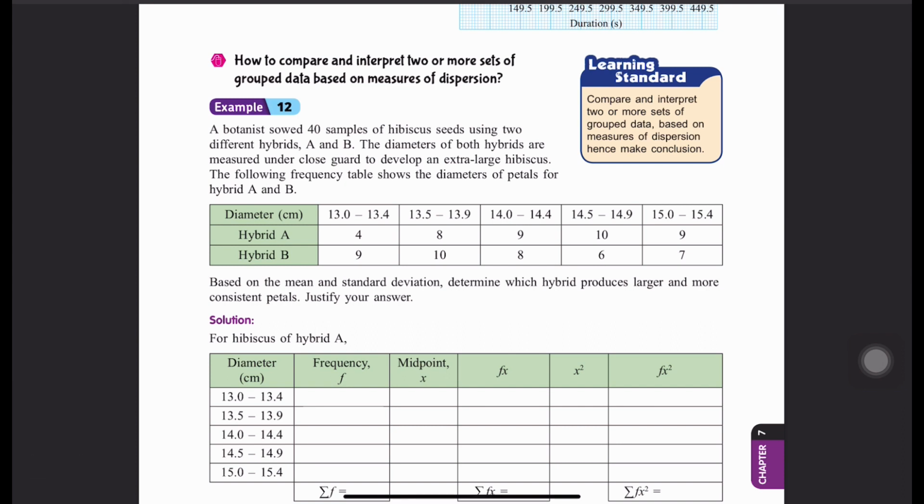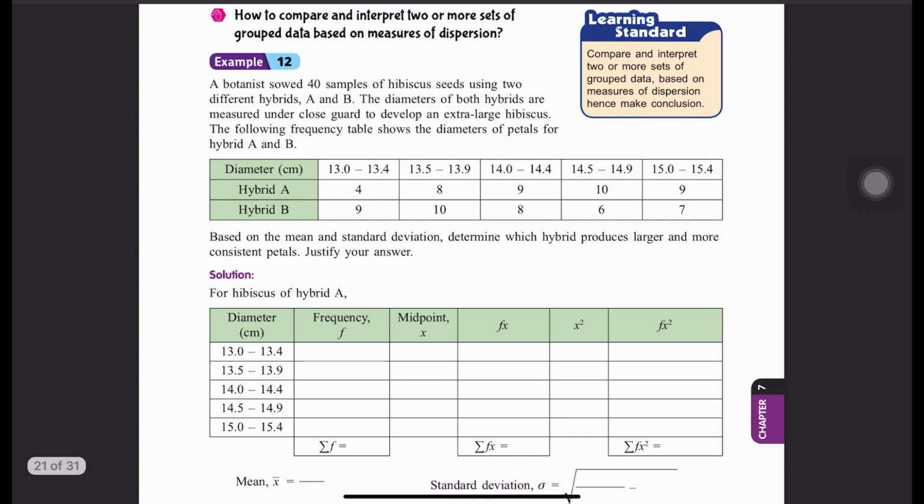Okay, next. Ini yang penting. Kita belajar untuk kira value kan. Next, macam mana kita nak interpret the value yang kita dapat tadi. Okay, next subtopic. Compare and interpret two or more sets of group data based on measures of dispersion. Hence, make conclusion. Okay, so tadi awak dah belajar how to find variance, how to find this standard deviation. Okay, di sini kita akan belajar macam mana kita nak compare kalau kita ada dua data yang berbeza. Macam mana kita nak gunakan values of standard deviation dia. Macam mana kita nak compare.